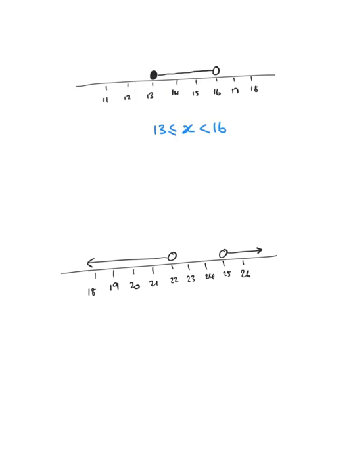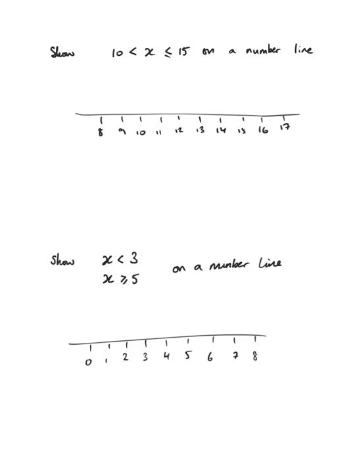On the second picture down here, the number line picture is not joined up, so I cannot put it in one inequality. It needs to be in two separate inequalities. So x is less than 22, or x is greater than 25. So I can show things like that on a number line.